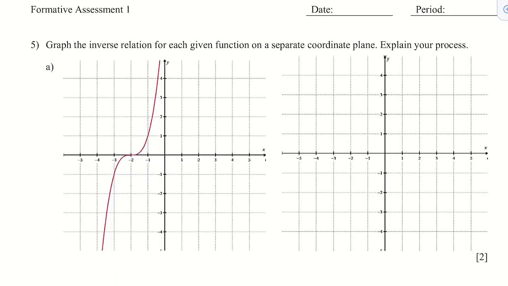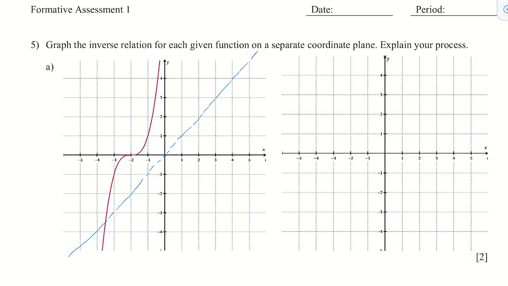Moving right along, it says graph the inverse relation for each given function on a separate coordinate plane and explain your process. My favorite thing with these is that I like to start by drawing on the actual graph itself and then work from there. The first thing I like to start off with is the y equals x line, like how I worked with the other problem.